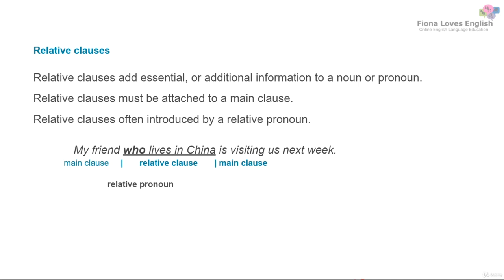Here's an example. My friend who lives in China is visiting us next week. This sentence has 2 clauses, a main clause and a relative clause. The relative clause starts with the relative pronoun who. The relative clause is underlined. Who lives in China? The rest of the sentence is the main clause.